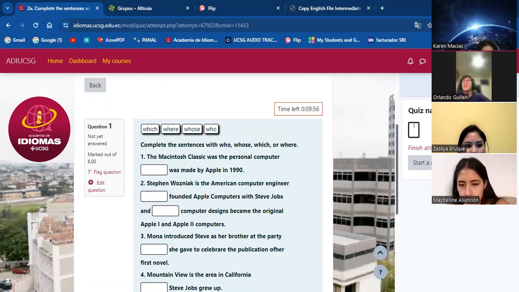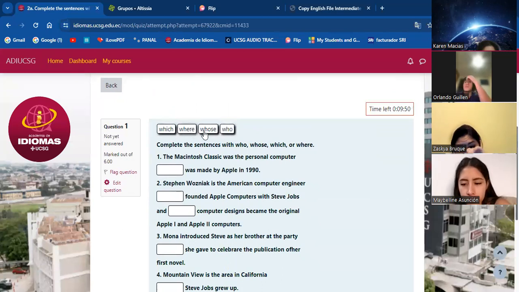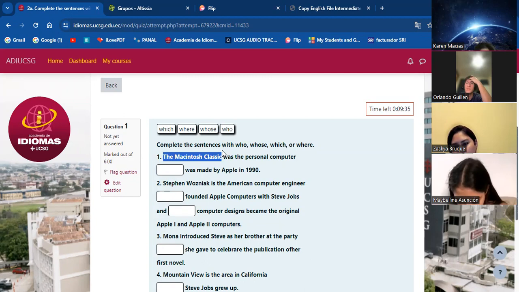So we're going to complete with which, where, whose, or who. Number 1, the Macintosh Classic was the personal computer which was made by Apple. The Macintosh Classic, it's a computer, right? It's a thing. Which one do you use? Which. Thank you. So I drag that.